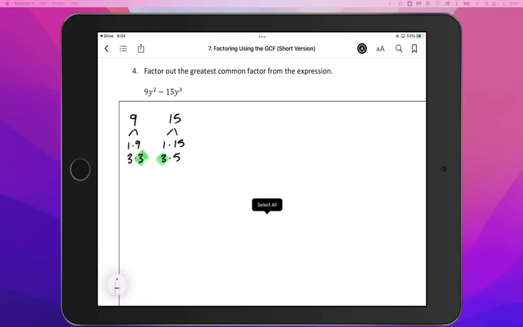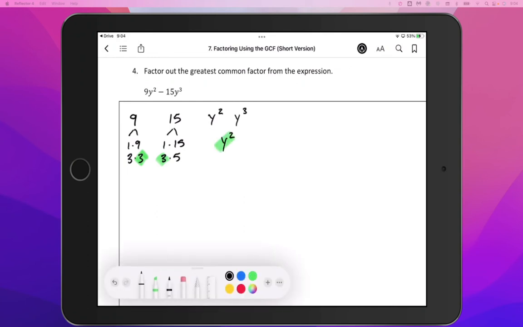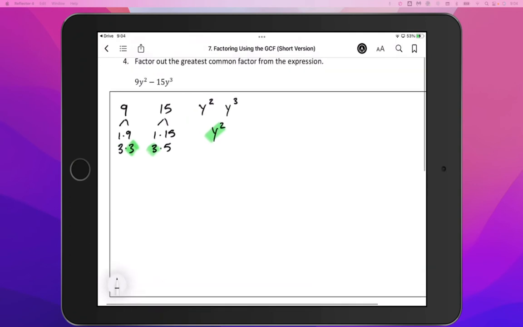Now in terms of the variable portion of this, we have a y to the power of 2 and a y to the power of 3. Again, we can only take out the lowest number that we have, which in this case is a y to the power of 2. So the piece that we're going to factor out is going to be a 3y to the power of 2.